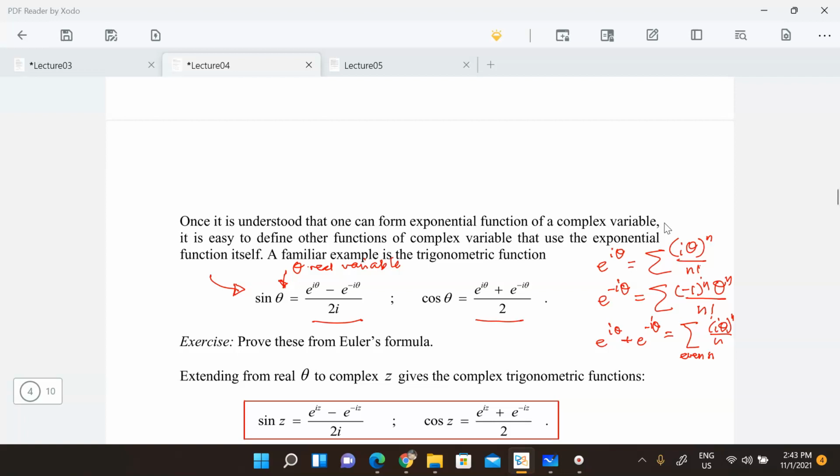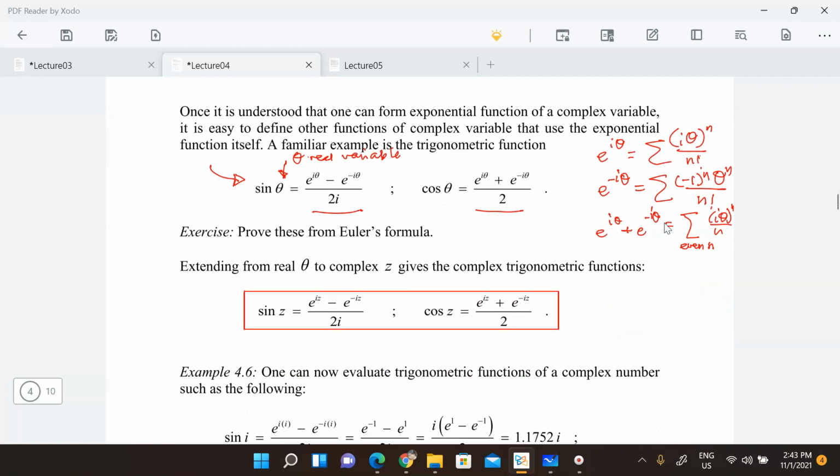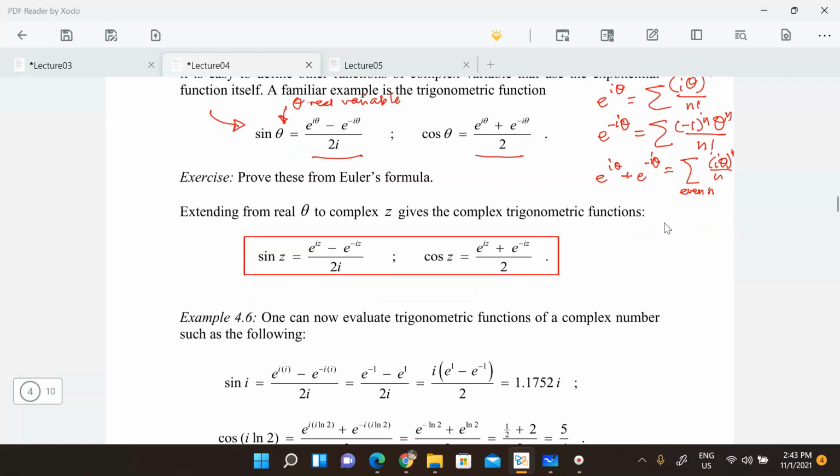Okay, so now what we want to do is, we know all this previously from the power series with real variables, but now what we want to ask is, can we do this for, say, complex numbers?